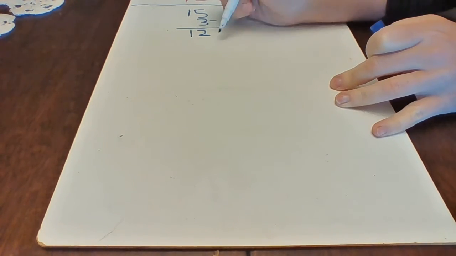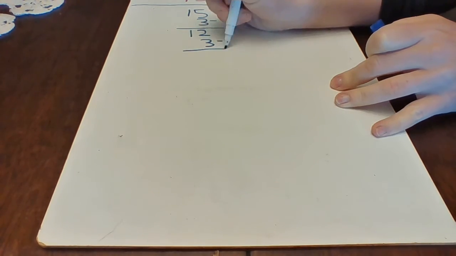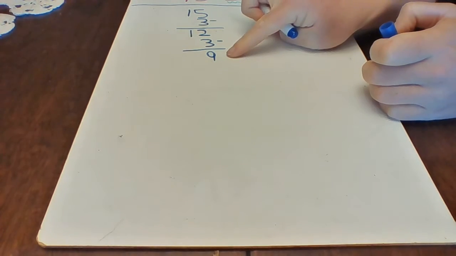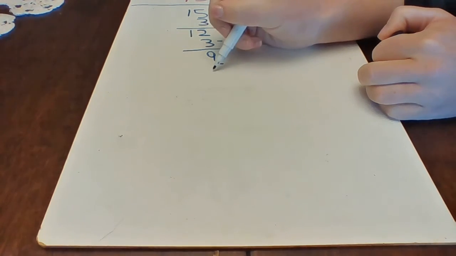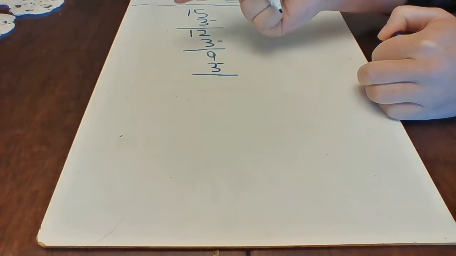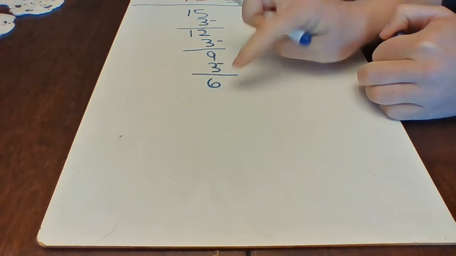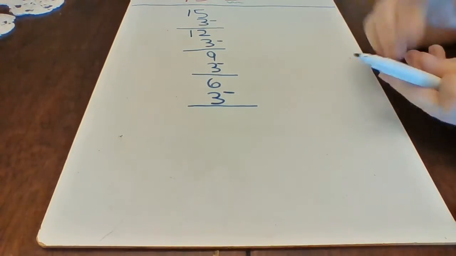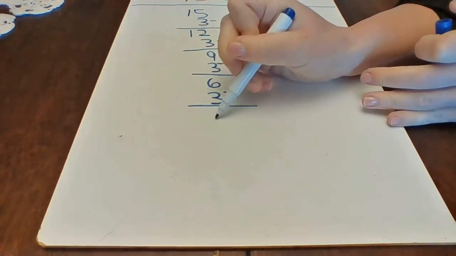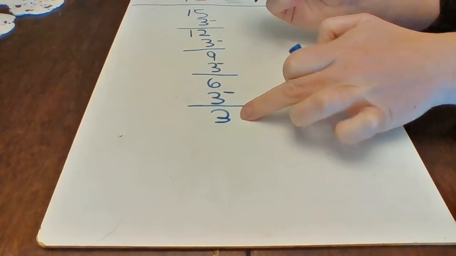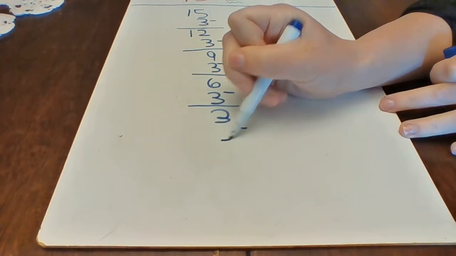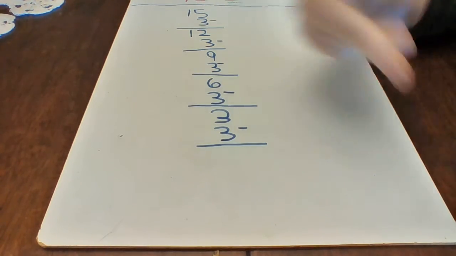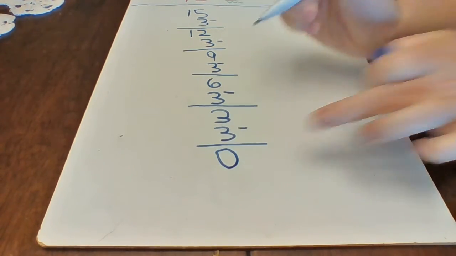We're subtracting by 3. 12, 11, 10, 9. Not at 0, so I need to subtract again. 9, 8, 7, 6. 6 is not 0, so I need to subtract again. 6, 5, 4, 3. This is not 0, so I need to subtract again. 3 minus 3, 3, 2, 1, 0. I made it to 0.